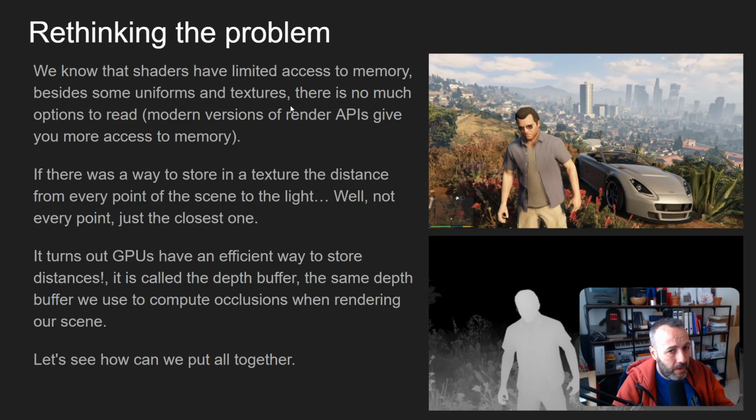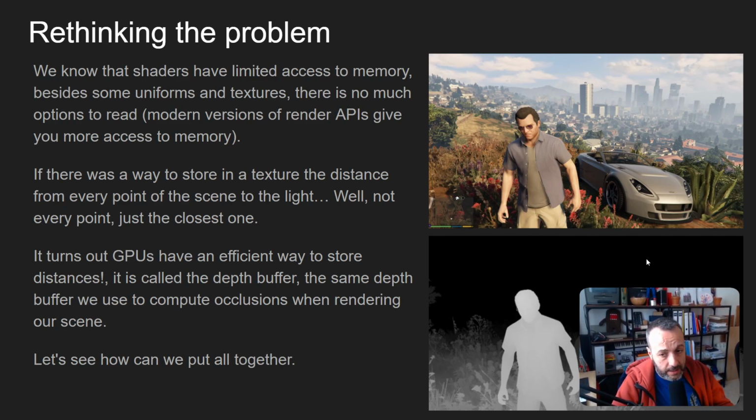So we need something stored in a texture: how far away is every pixel from the light. And if we have to rethink, how can we store distances on a texture? Well, we do it constantly: the depth buffer. Remember that the depth buffer that we are using currently for the occlusions is already a cache that contains, for every pixel, how far it is.